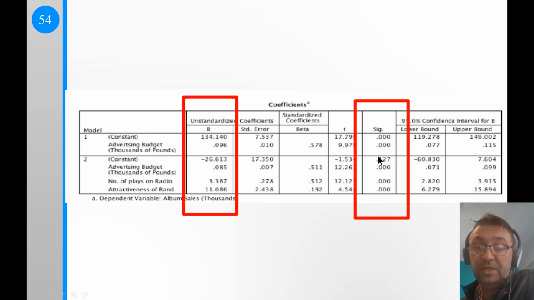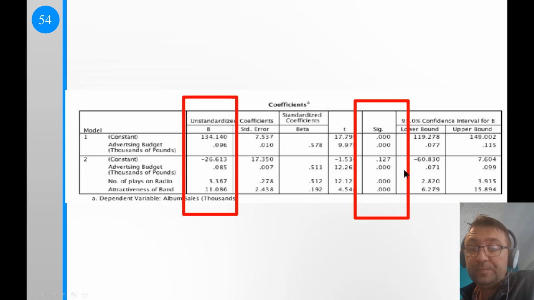The other thing to note here is that if we look at significance, that's not significant. Why? Well, because the constant actually includes 0. The upper bound and the lower bound of our 95% confidence interval goes from minus 60 to plus 7. And so we can't be confident that the true parameter value, the population parameter, is not 0.